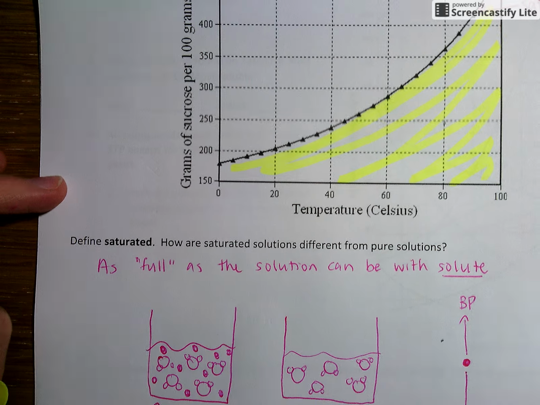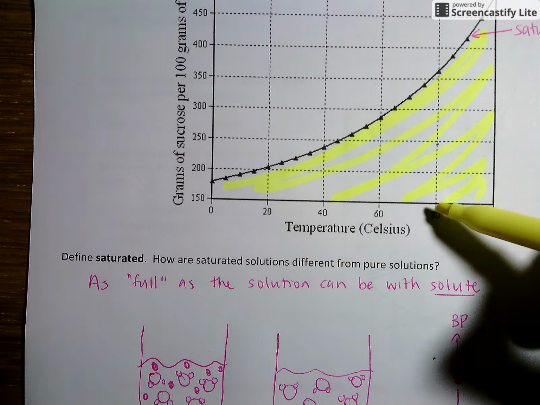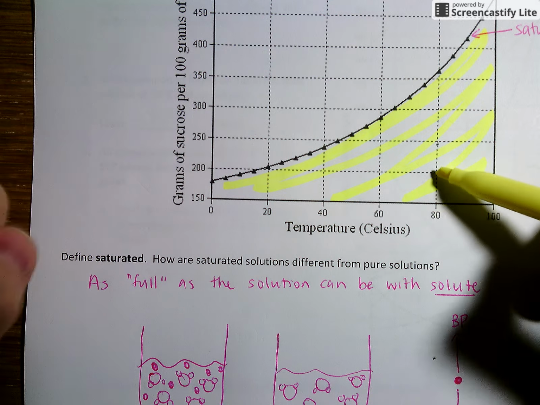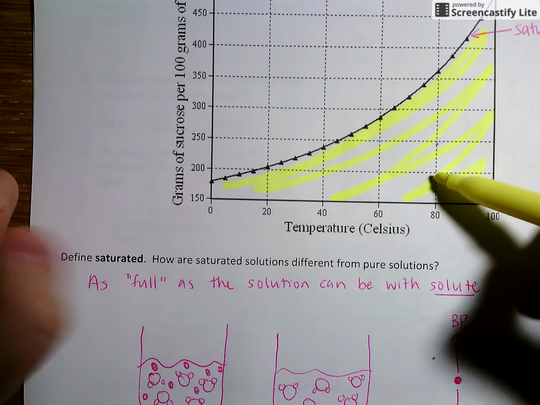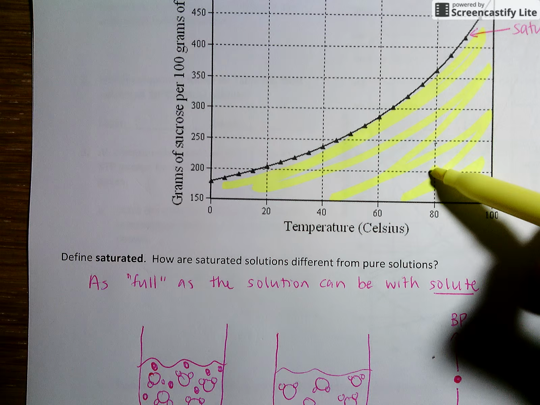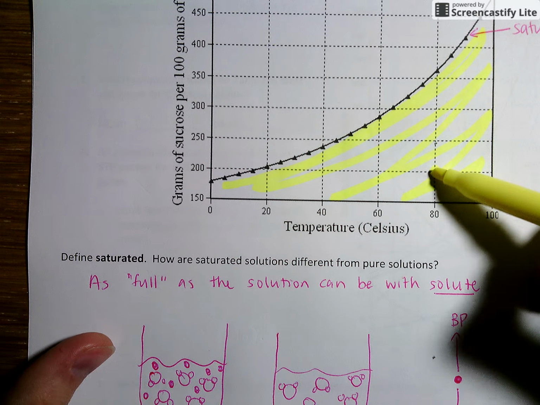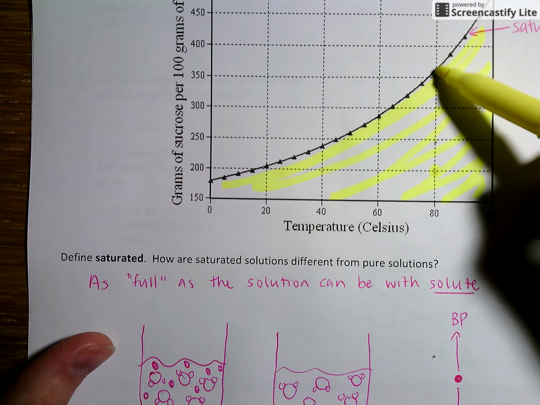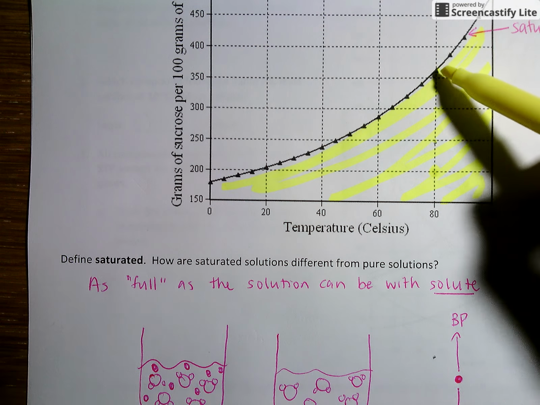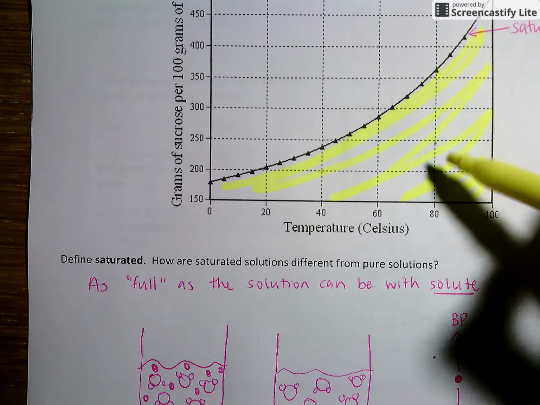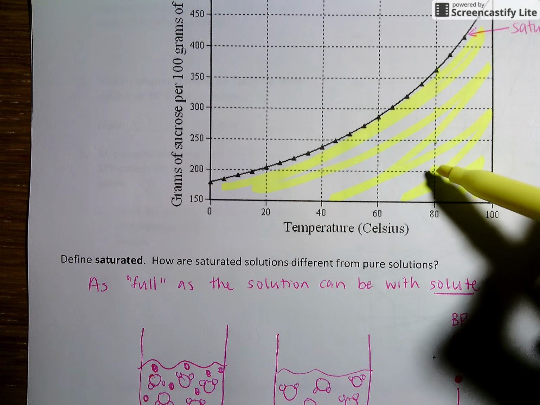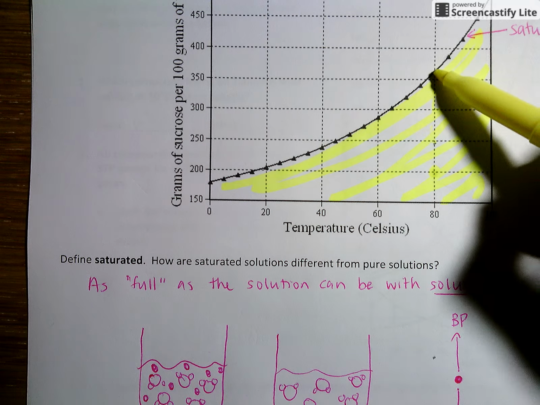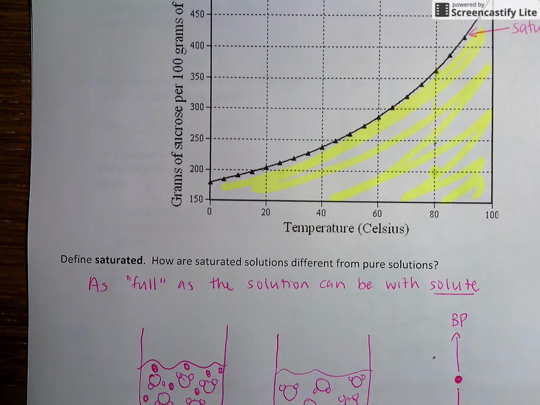So let's say it's 80 degrees and you've got 100 grams of water and I throw in 200 grams of sucrose, 200 grams of sugar. I fall in this region down here, which tells me I could still add another 50, 100, 150-ish grams of sugar until I'm completely full. So if I've only added 200 grams, I am unsaturated. I've got a ways to go before I get up to that full line.